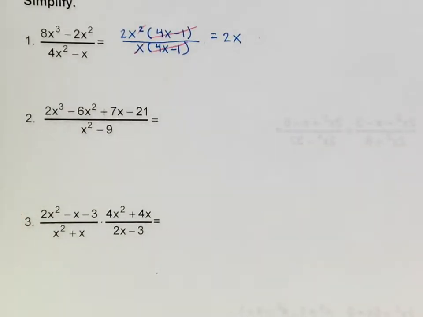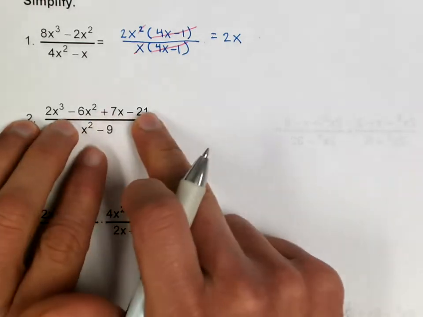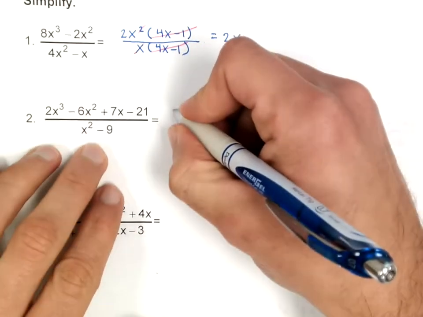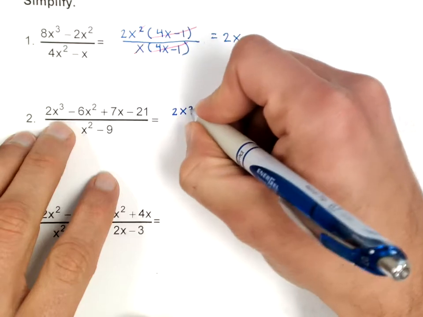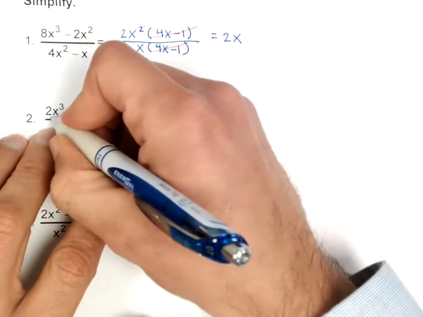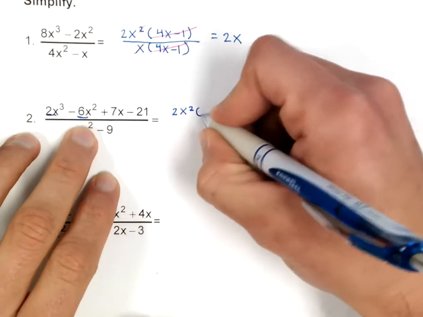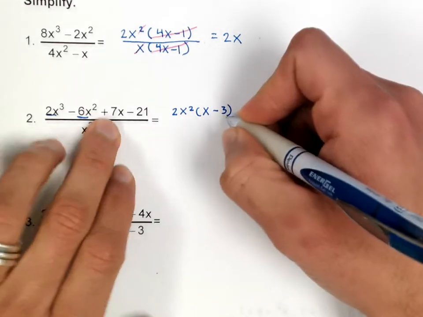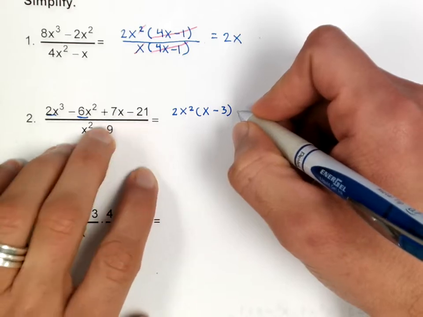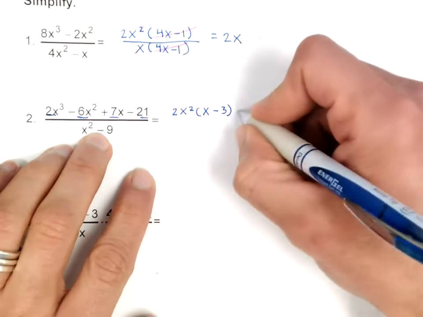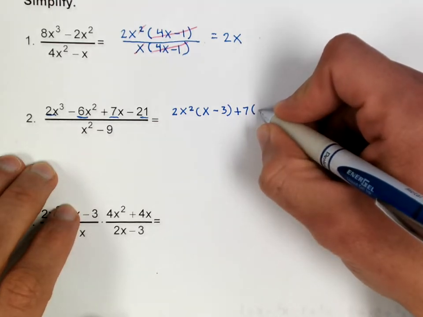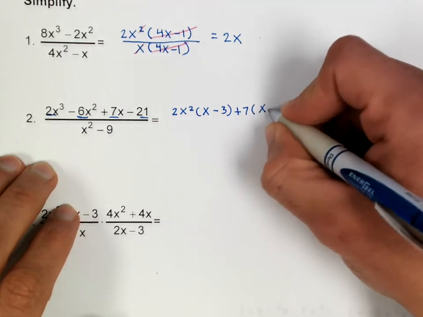Again, we're going to factor this one. Notice that I have 4 terms. If I have 4 terms, I'm going to try to factor by grouping. So this is going to take me at least a couple of steps. The common factor between those two is 2x squared, and I end up with x minus 3. And these two have a common factor of 7, plus 7 times x minus 3.